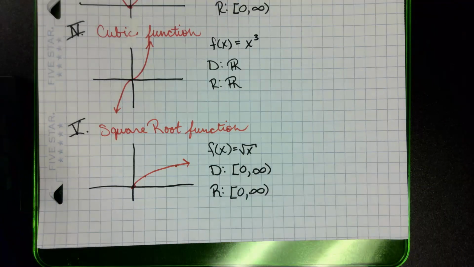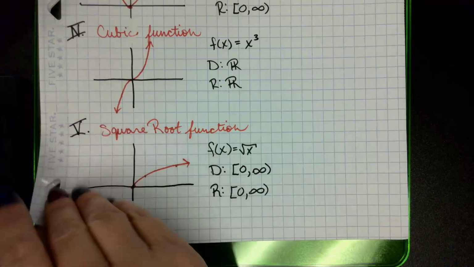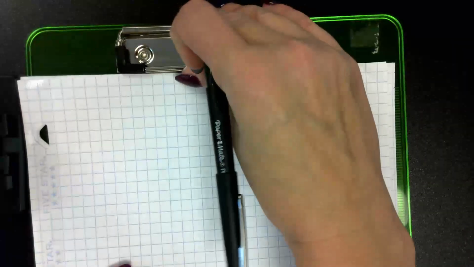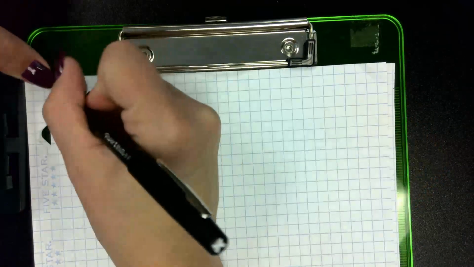We have parent function number 6 is going to be the reciprocal function. And I know I'm going through these quickly, but there's a lot to cover. And it should all be review. So next is the reciprocal.